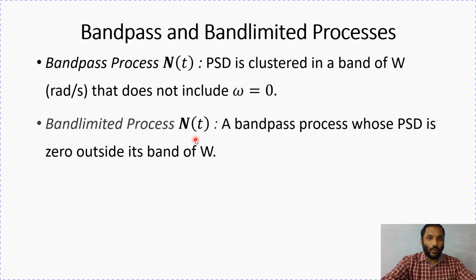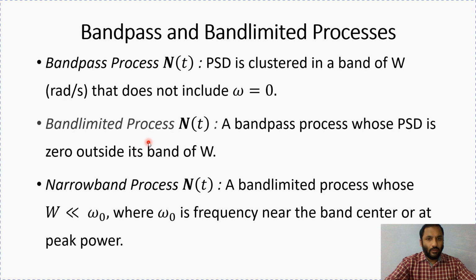Okay, in the case of band pass, the power distribution at zero can be negligible. It need not be equal to zero. There could be negligible power, but that power should be small compared with the power in the bandwidth W. Whereas the band limited process is also a type of band pass process, however the PSD outside the bandwidth W is completely zero. Okay, we will come to the diagram in a short while.